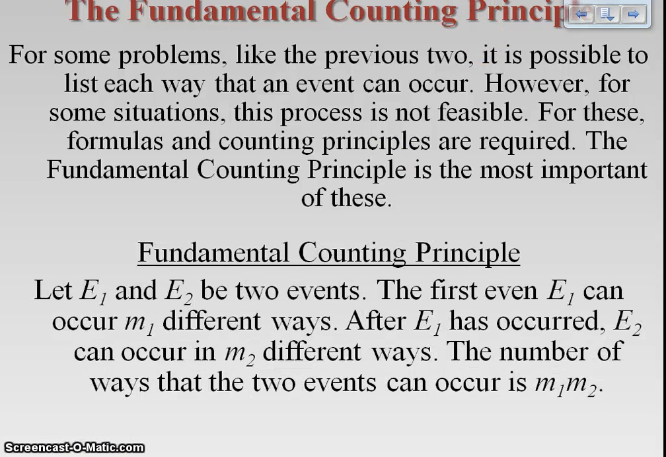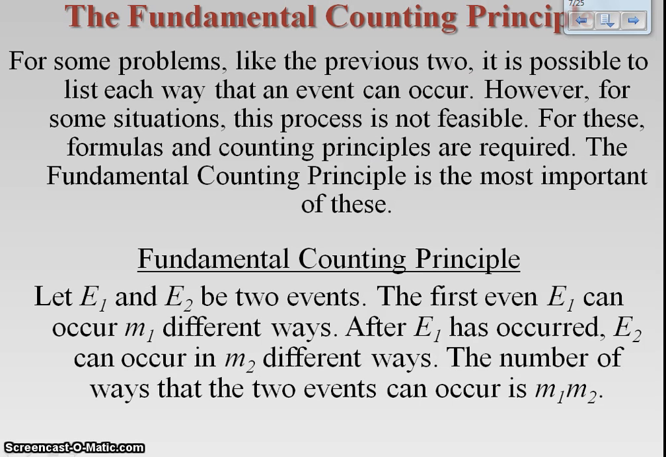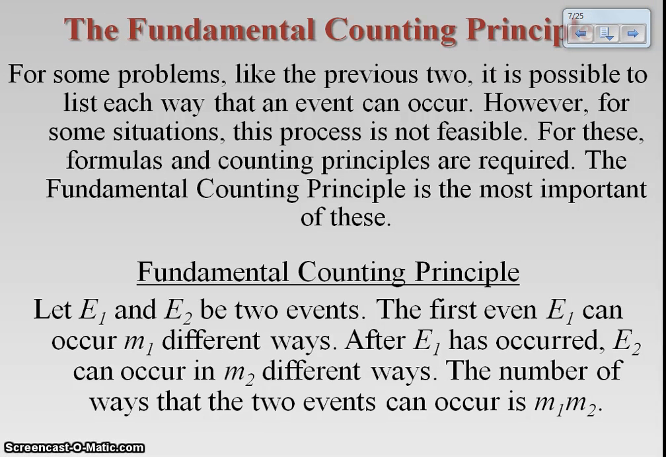Now, the fundamental counting principle, also called the multiplication principle of counting, they're the same thing. What is the fundamental counting principle? It says if you have two events, E1 and E2, and the first event can occur a certain number of ways, and the second event can occur a certain number of ways, and you're going to pick both of those events, then the number of total ways that you can have it is M1 times M2, or the number of ways the first event can occur times the number of ways the second event can occur.